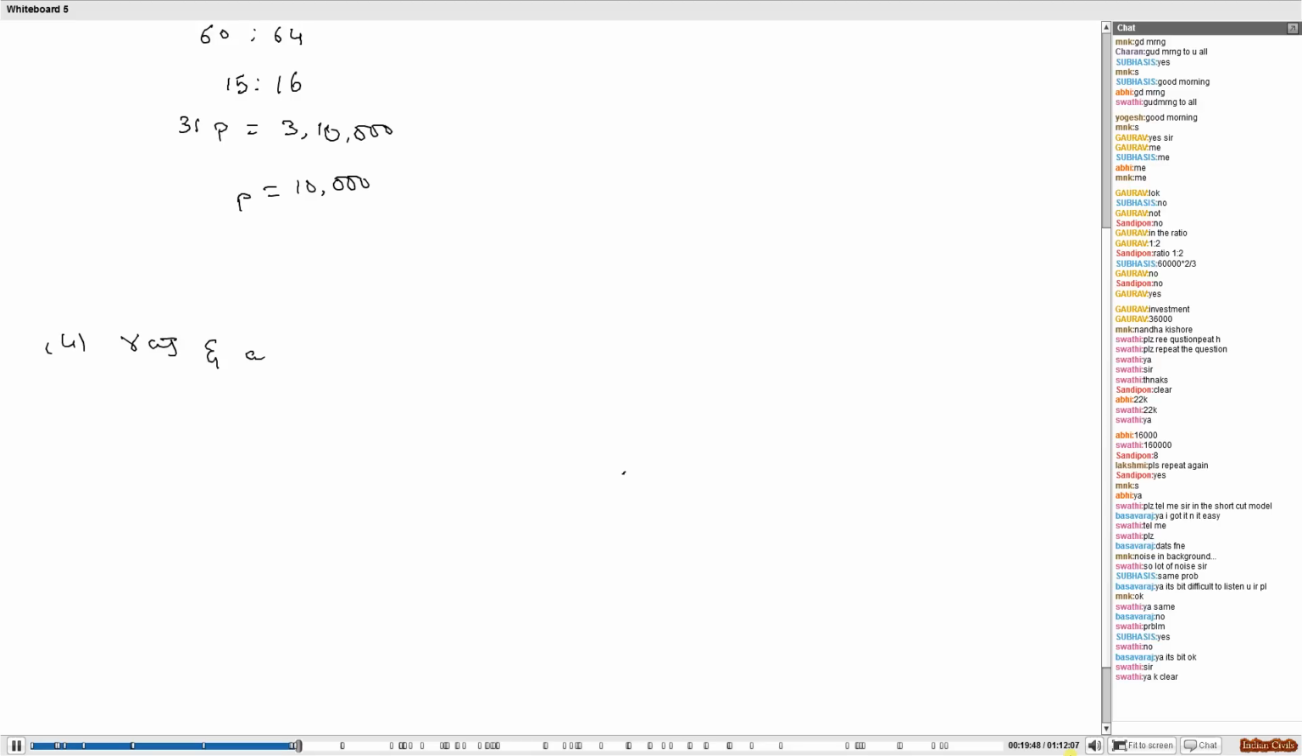Now tell me, let us take, Raj and Abhi started a business by investing some money in the ratio, let us take, 1:2. At the time of starting, they decided that 10% of the profit goes to charity.